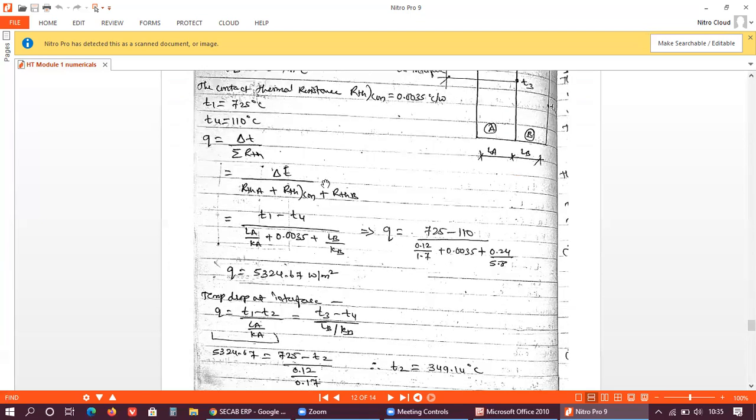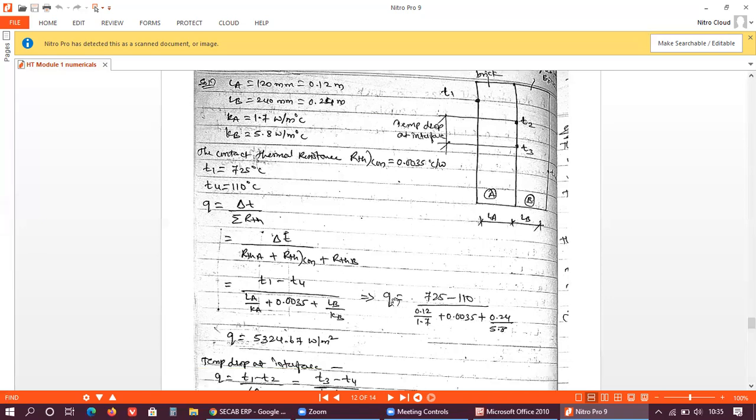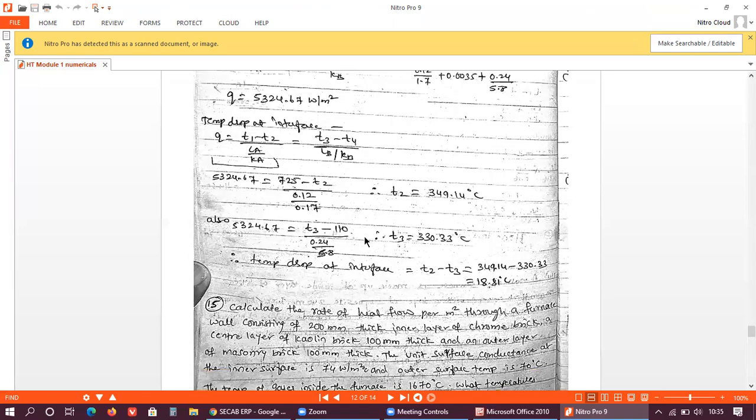So as you can see here, T1 and T2 are the temperatures for the first block, and T3 and T4 are the temperatures for the second block, and this is the temperature drop difference between T2 and T3. Okay, now you substitute the values here. So Q is equal to, first you substitute these two equations, Q is equal to T1 minus T2 divided by La by Ka. From this expression we will get the T2 value. T2 is 349 degrees Celsius.